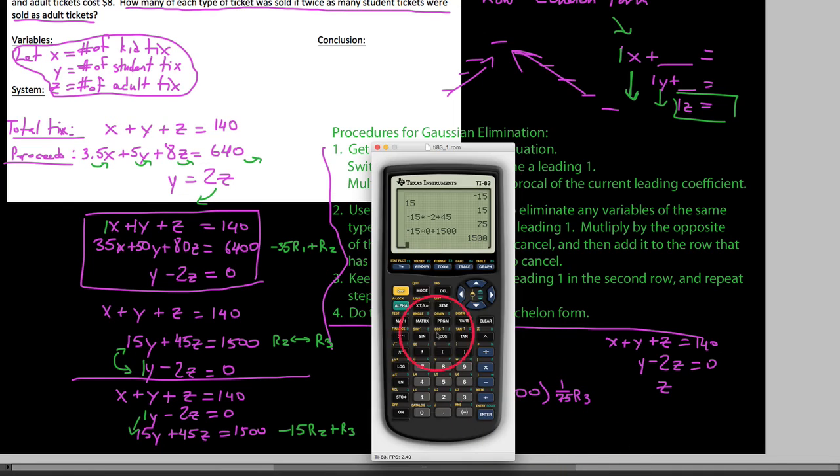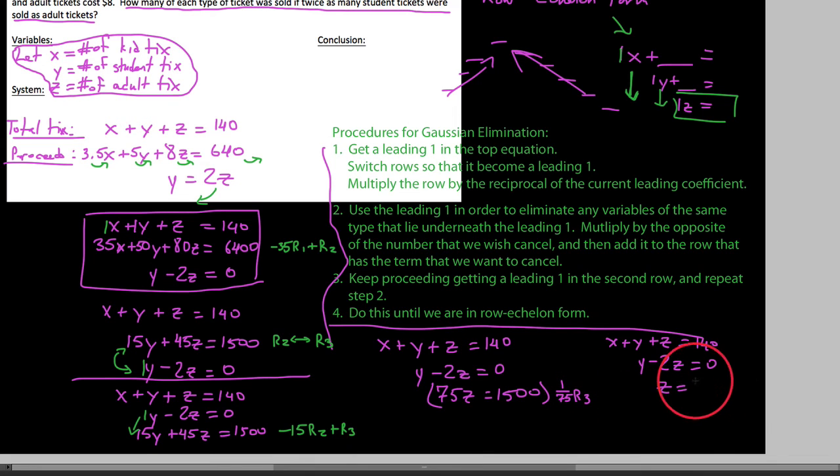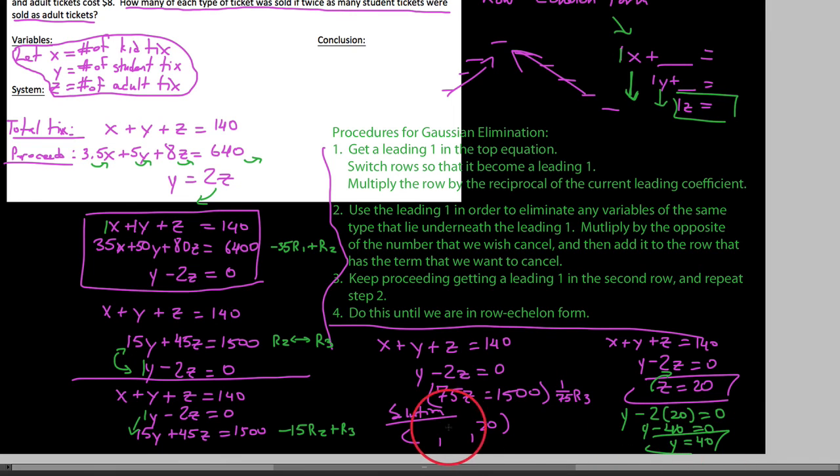We need to know what's 1/75th of 1500. So if I took 1500 times 1 divided by 75, or we could divide by 75 here, I get 20. So what this means is, in terms of our solution, our z value is 20. So for our ordered triple, we have 20. Now what we're going to do is we're just going to back solve by plugging this back into this equation. So we have y minus 2 times 20 equals 0. And so this means we have y minus 40 equals 0 and y equals 40 here. So we just determined our y value.